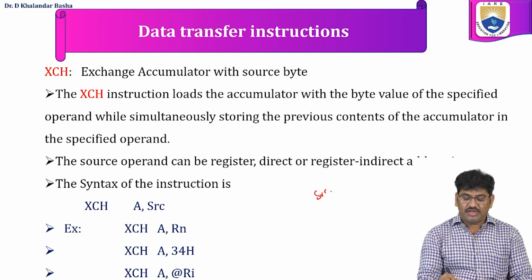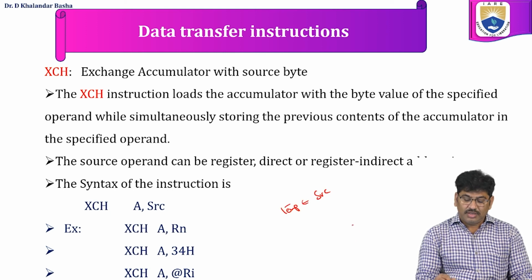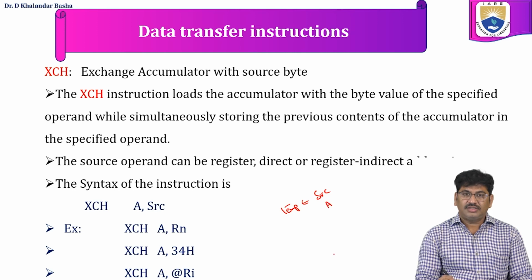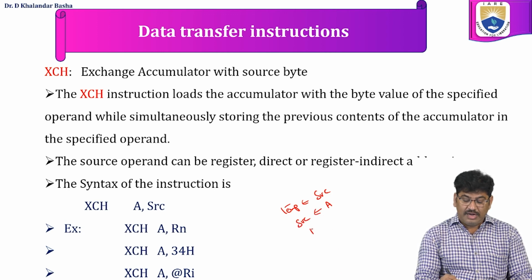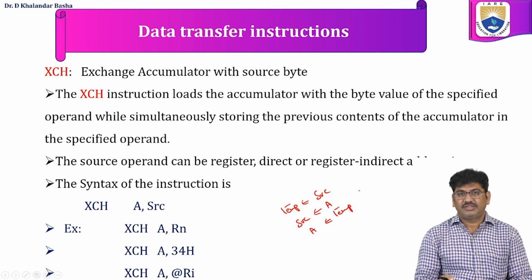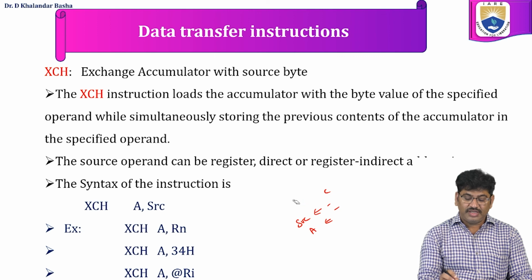First, the source contents will be placed in some temporary variable. Then the accumulator contents will be loaded into the source operand, and the accumulator will be loaded with the temporary variable. This is what the instruction is going to do, which is a swap operation.